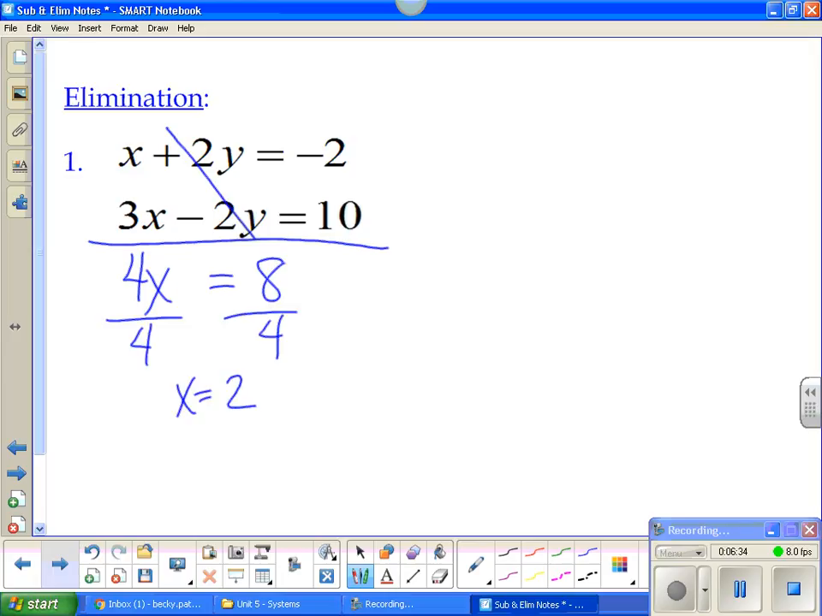That's fast. But we're not done. Remember, this is just the x value of my point. So now I can take this x and I can put it here or here. And it doesn't matter, you're going to get the same answer. So you want to plug it into the one that has the least amount of work. So we'll go into the top one. So x is 2.